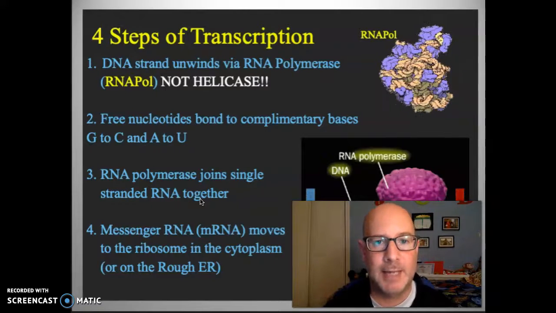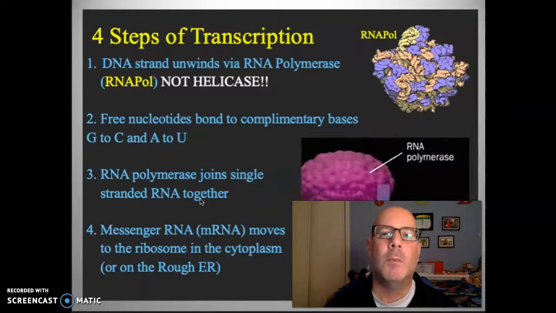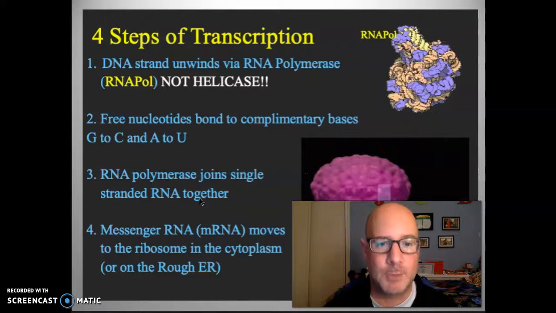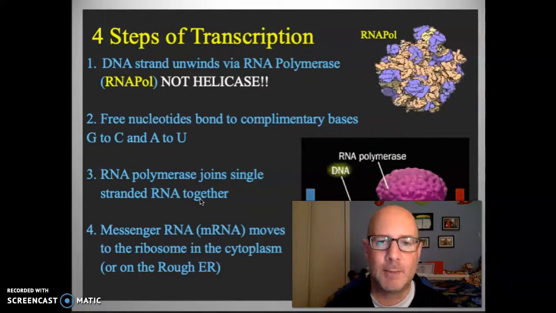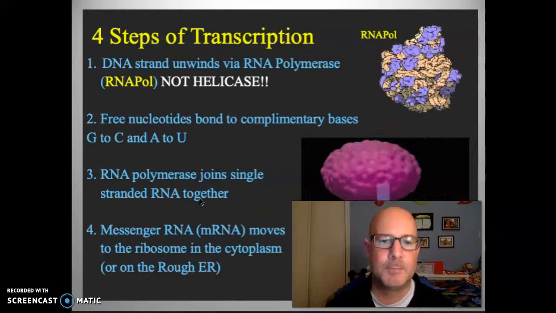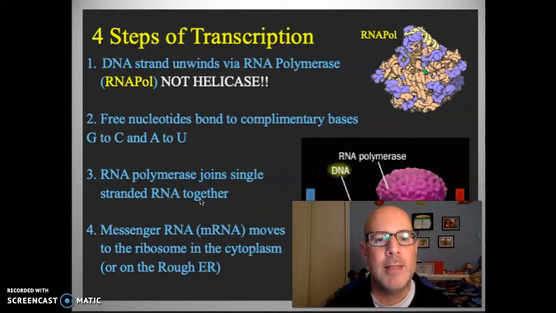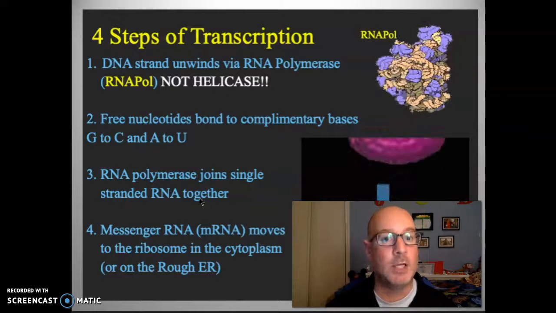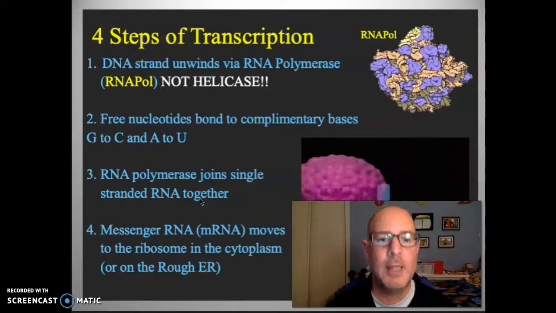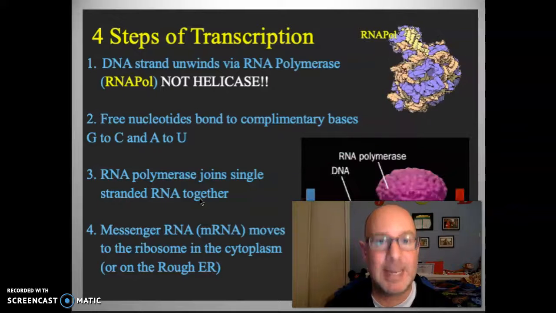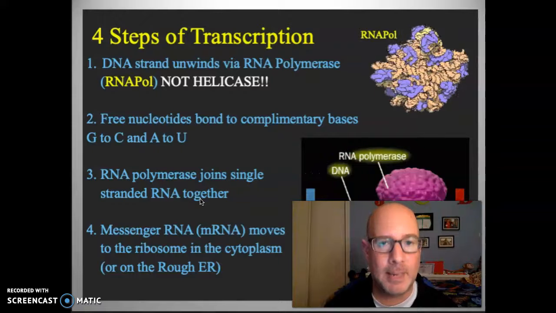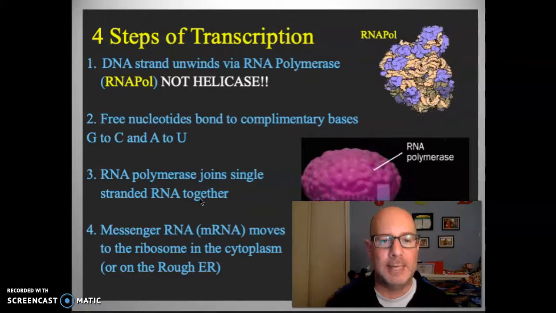How do we turn DNA into RNA? We use a process called transcription. Transcription is similar to replication, but not exactly the same. Take a look at the big pink enzyme there. That pink enzyme is RNA polymerase. It does two things in transcription. It unzips the DNA strand, and it adds the RNA bases to the DNA strand.